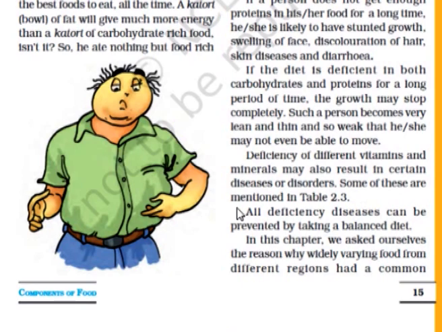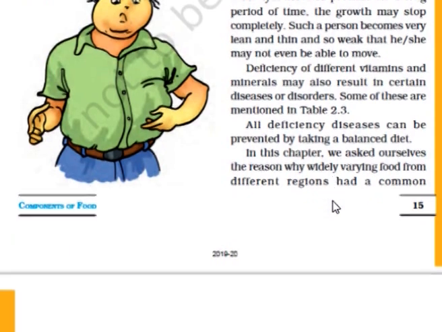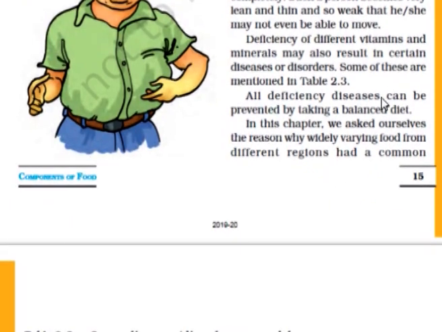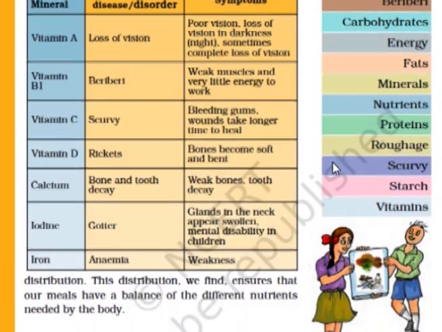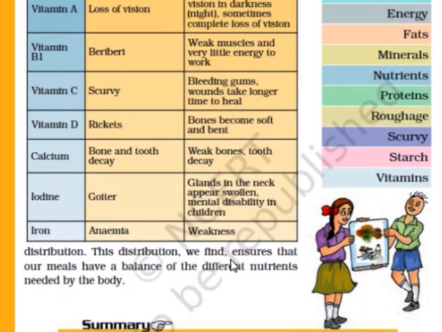Some of these are mentioned in Table 2.3. All deficiency diseases can be prevented by taking a balanced diet. In this chapter, we asked ourselves the reason why widely varying food from different regions had a common distribution. This distribution ensures that our meals have a balance of nutrients needed by the body.